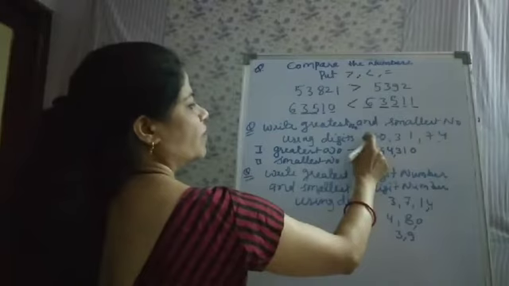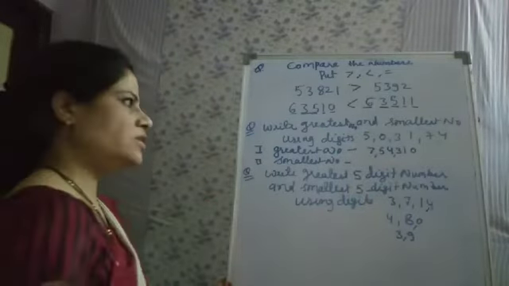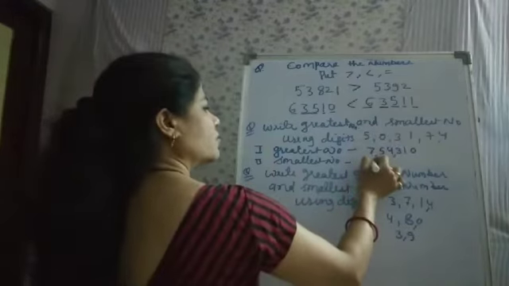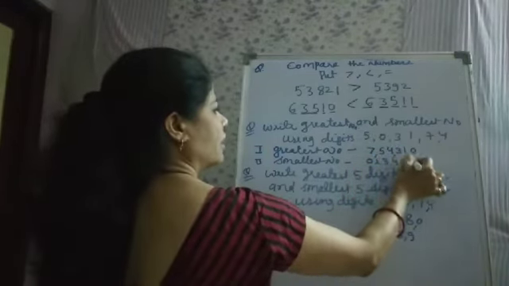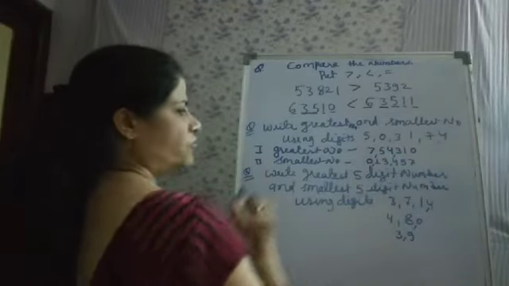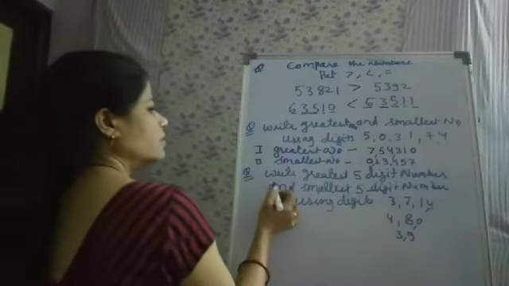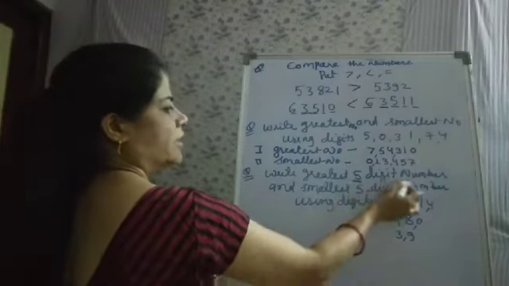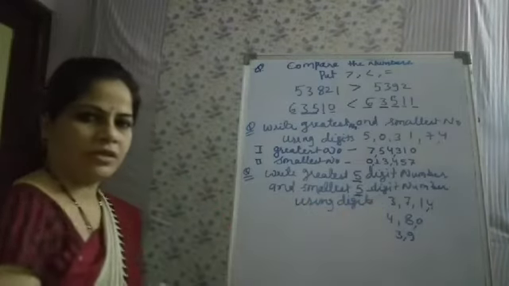Now you have to write the smallest number using the given digits. Given digits are 5, 0, 3, 1, 7, 4. And you have to form the smallest number. So first you will write 0, then 1, 3, 4, 5, 7. See, the number formed is 13,457.